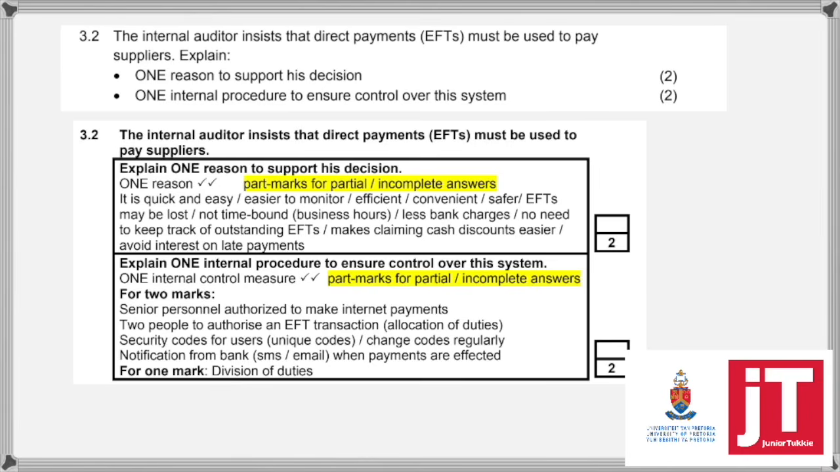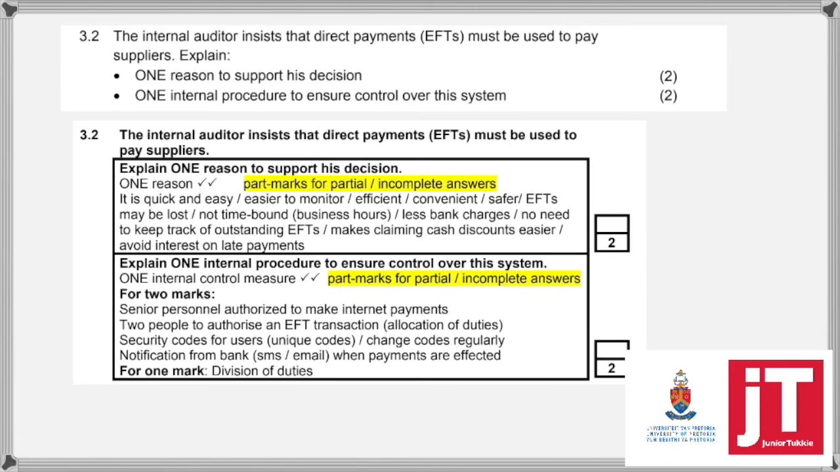But now we need to make sure that we have internal control procedures so that no unauthorized transactions take place. This means we need a senior staff member to authorize any payments. Make sure you have security codes for the users, and that those codes change on a continuous basis. Make sure you receive notification from the bank as soon as money goes out of your account, and also if money comes into your account.